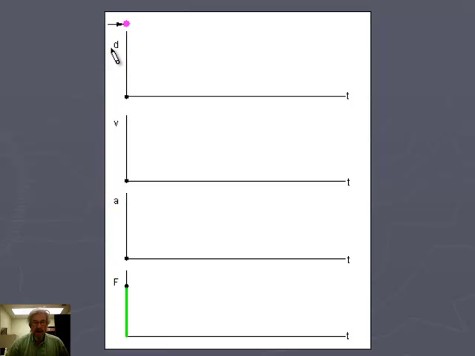First of all, I've applied a force. This arrow, this vector, represents a force pushing on the object. I have no displacement yet. I have no velocity yet. I have no acceleration yet, but I have seen my force jump up.